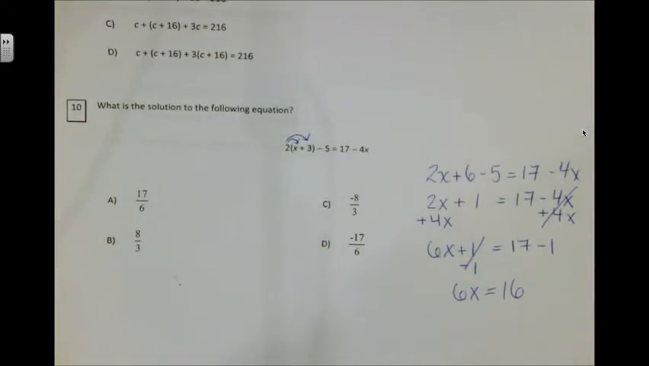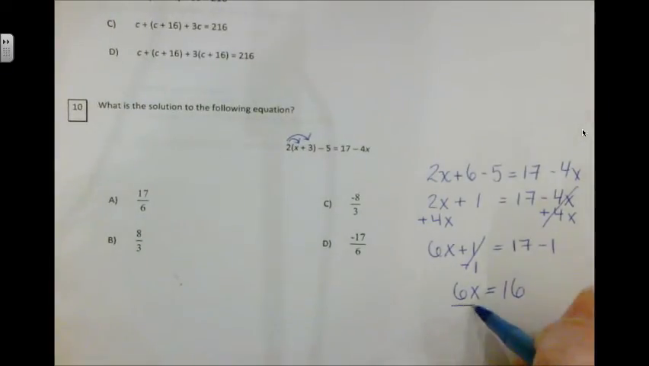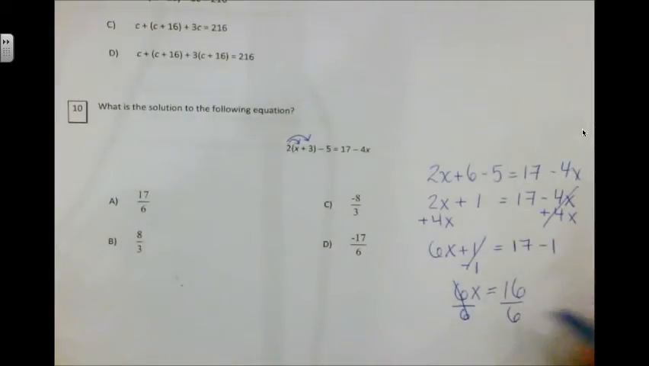Since this is 6 times x, if I want to undo that and find out what 1x is, I'm going to divide by 6. So this goes away. Okay, and that's not something that we can divide easily because 16 divided by 6 is going to give us a decimal number. So really, x equals 16 over 6 is an answer.